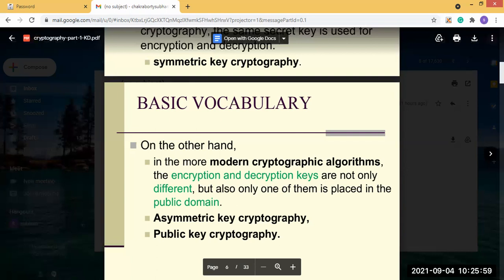Now, what change happened? The encryption and decryption keys are not only different, but also one of them is placed in the public domain. In that time, encryption and decryption keys were the same, but in modern day cryptography they are not the same, they are different, and one of them is placed in the public domain. This is why it is called asymmetric key cryptography, because the keys for encryption and decryption are not the same. And since one of the keys is placed in the public domain, it is also known as public key cryptography. So, did you understand what symmetric key and asymmetric key cryptography are?